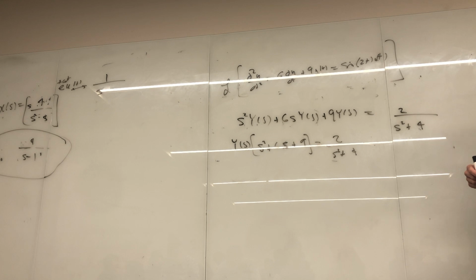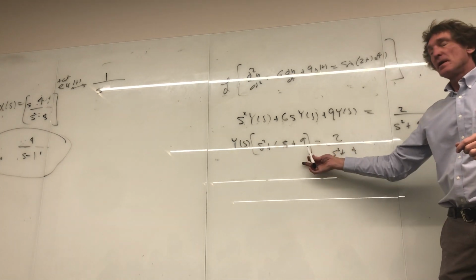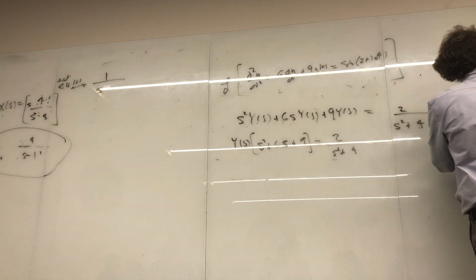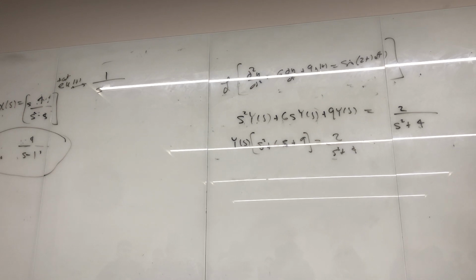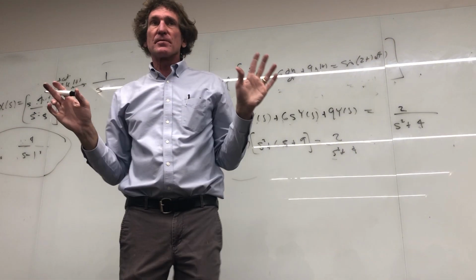I think you all see what's going on here. Now, I'm going to divide this into that, so I get y of s is equal to 2 over quantity s squared plus 4, divided by s squared plus 6s plus 9. Now, do we want to get the inverse transform of that, or what are they asking for this one?